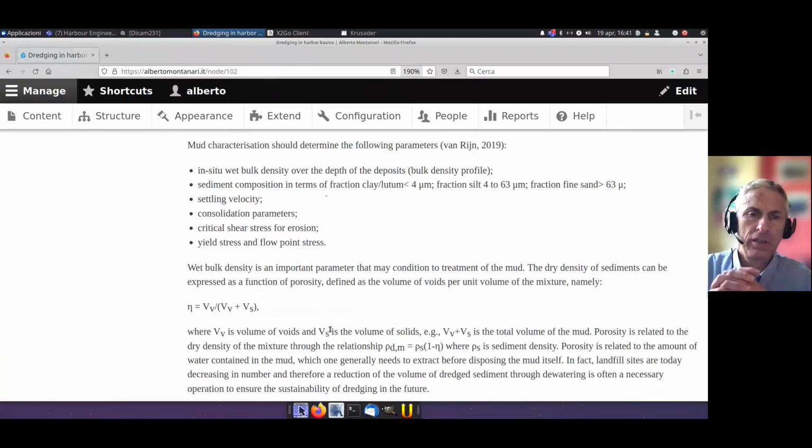Okay, so now wet bulk density is an important parameter for dredging operations, which may condition the treatment of the mud, and the dry density of sediments can be expressed as a function of porosity, defined as the volume of voids per unit volume of the mixture, and namely what we may define the porosity according to this relationship.